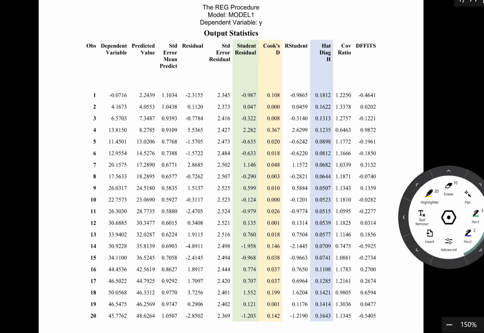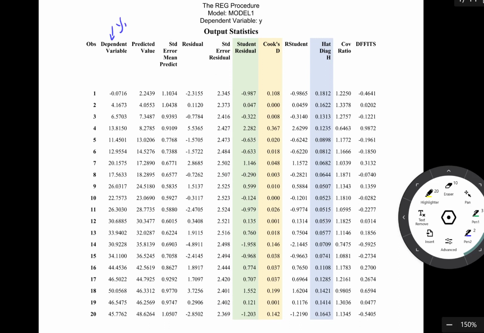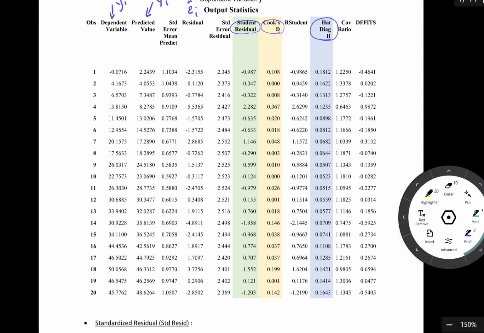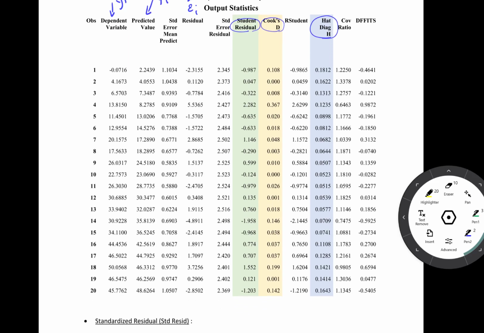Notice this column right here, these are your yi's. Here are your y hat i's, the predicted values, and then here are those residuals. Our three criteria we're going to look at are the standardized residual, Cook's D, and the leverage. I've highlighted these here, so let's look at these for our initial data set.